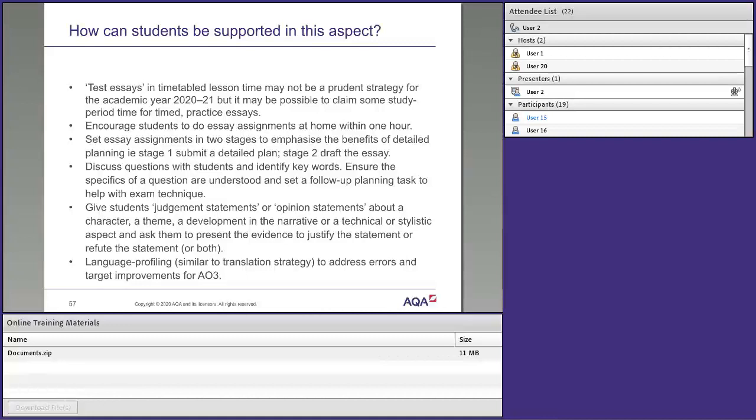PEEL we used to do, point, evidence, explanation and link, which they may have done at Key Stage 3 English, where they make the point, they find the evidence for it, they explain why that evidence proves the point, and then they link that back to the sentence, to the title. And again, that gave them a nice way of planning each of the points in their essays. Language profiling, similar to what we did in the translation to address their errors for AO3, is important as well.